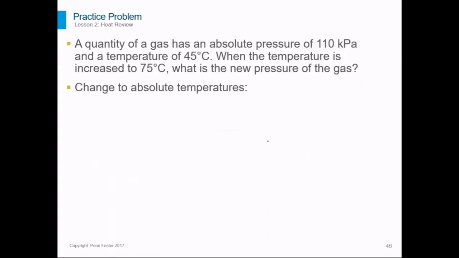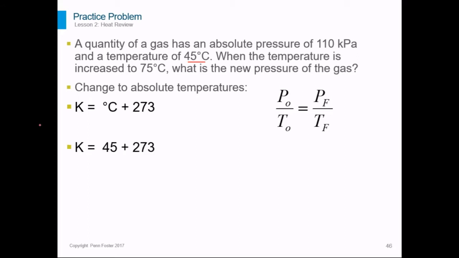All right, and one more practice question because again, we got to make sure we're using absolute units. So in this question, we have a pressure of 110 kilopascals, but a temperature in 45 degrees Celsius. So we need to change that to Kelvin. So to use that formula, we need to change it to Kelvin. And if you'll remember from the beginning of this lesson, to go from Celsius to Kelvin, you just add 273.